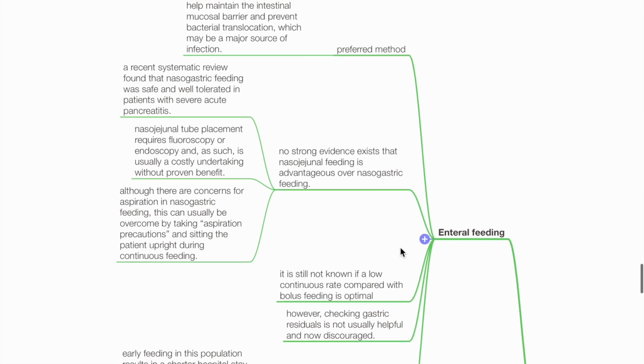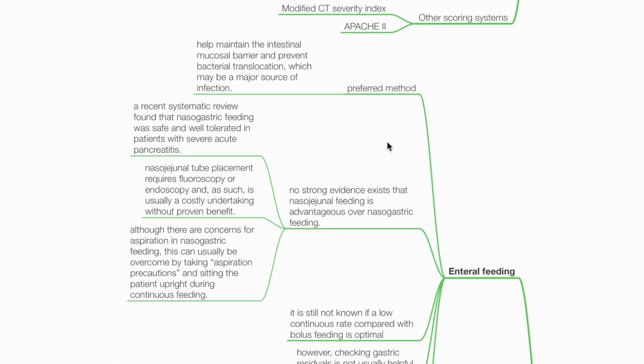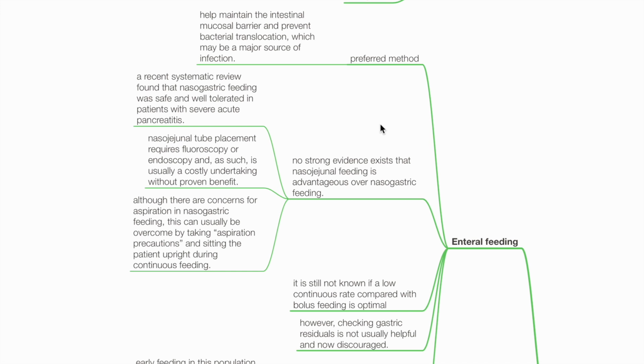How should patients with pancreatitis be fed? Enteral feeding is the preferred method. It helps maintain the intestinal mucosal barrier and prevents bacterial translocation, which may be a major source of infection. No strong evidence exists that nasojejunal feeding is advantageous over nasogastric feeding. It is not known if low continuous rate compared with bolus feeding is optimal. Checking gastric residual volume is not usually helpful and is discouraged.